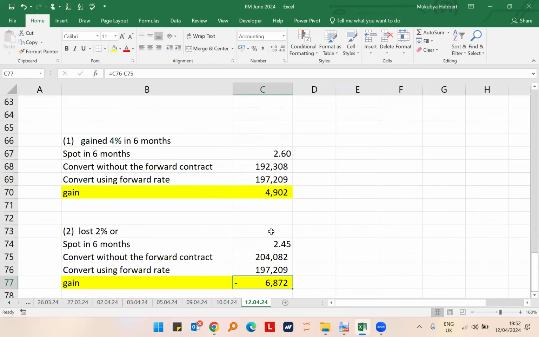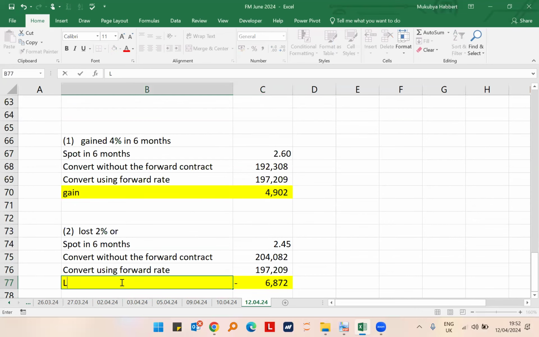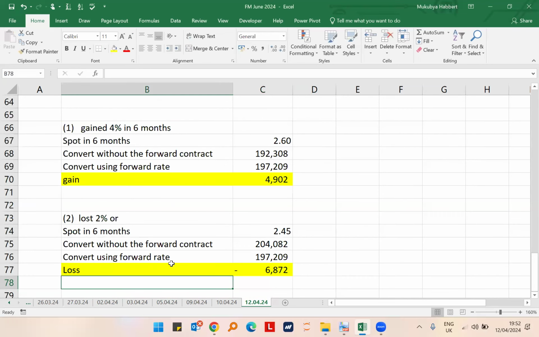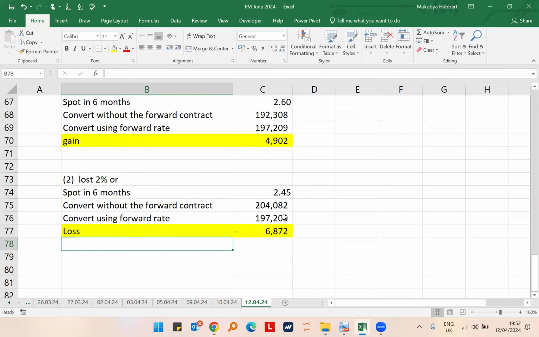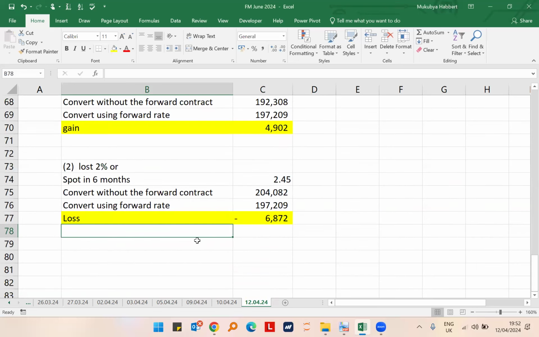So I am actually making a loss in this case, because when I use the forward rate, I get 197, whereas if I don't use the forward rate, I get 204. So it means that in this case, I'm better off not using the forward rate. However, the forward rate is contractual. You have to use it, which means that I'm going to lose 6,000 pounds. So that is it if it lost by 2%.